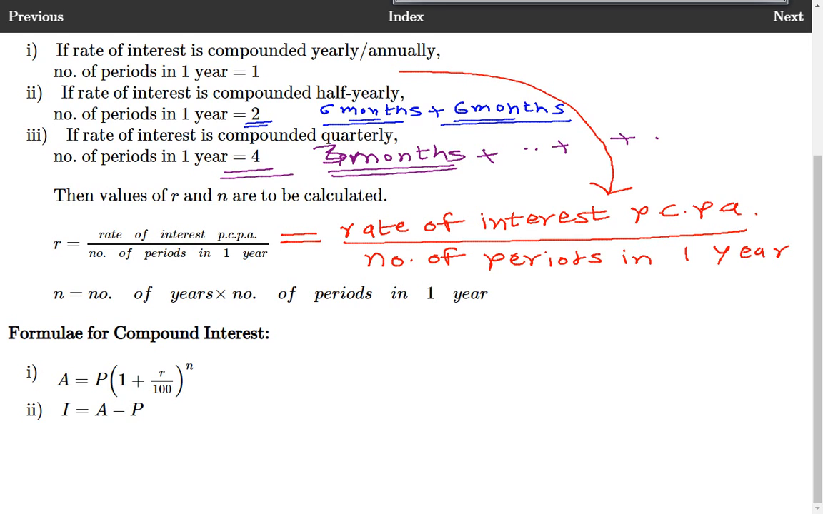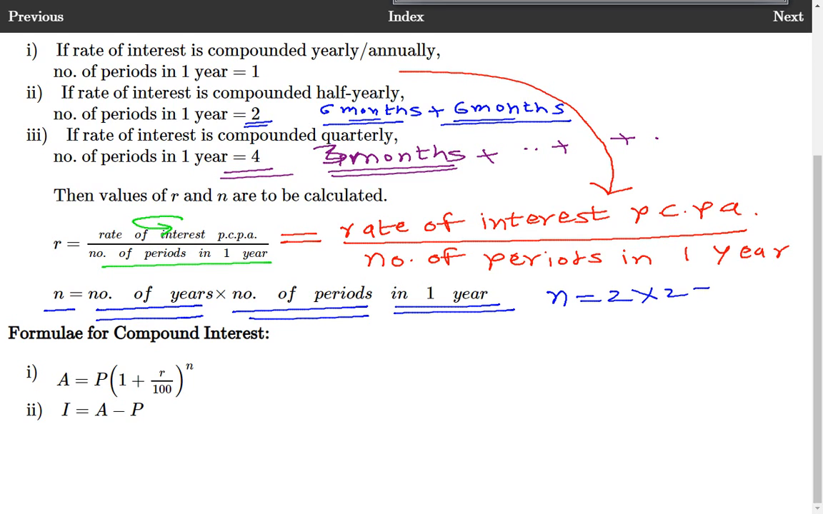Now how to convert rate of interest per year to per period? We have to divide rate of interest per cent per annum by number of periods in 1 year, and that gives R as rate of interest per cent per period. Next, how to obtain number of periods? N is number of periods. So number of periods equals number of years into number of periods in 1 year. For example, if period is half year, and if there are 2 years, then there will be 2 into 2, 4 periods. So if period is half year and number of years are 2, then n is 4.